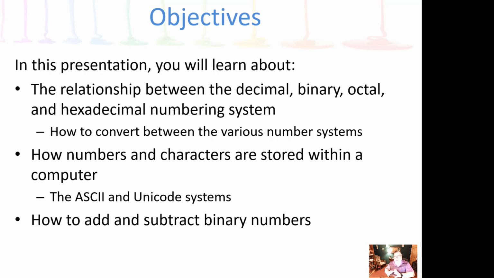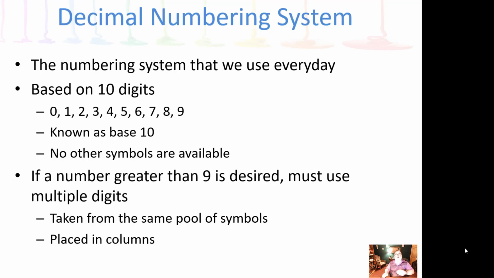We're going to look at what it means for a decimal numbering system. What's it mean for binary, octal, and hex? How do I convert from decimal to binary? How do I convert from binary to decimal to octal, and so on? We'll also look at how numbers and characters are stored within a computer, which means we'll look at the ASCII and Unicode systems, and we'll look at how to add and subtract binary numbers.